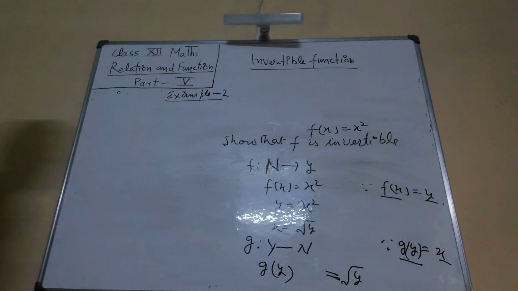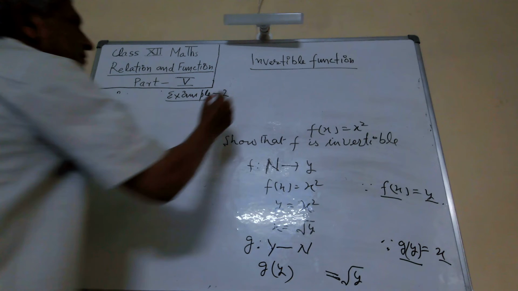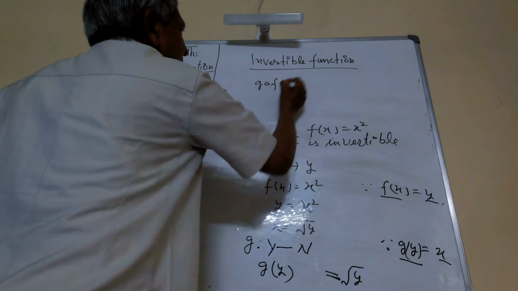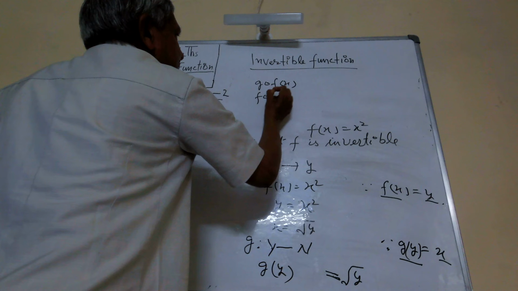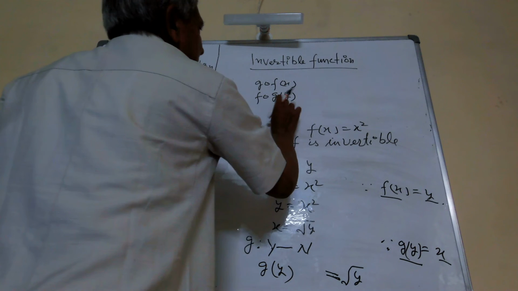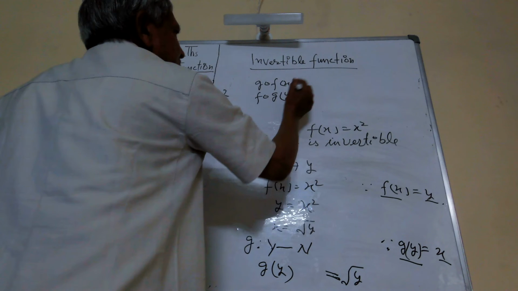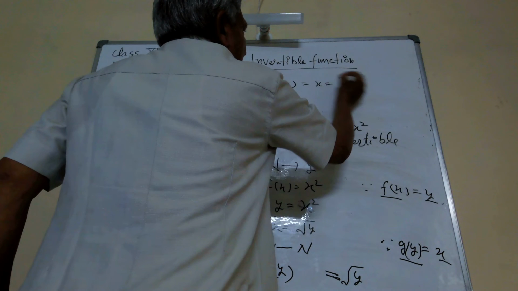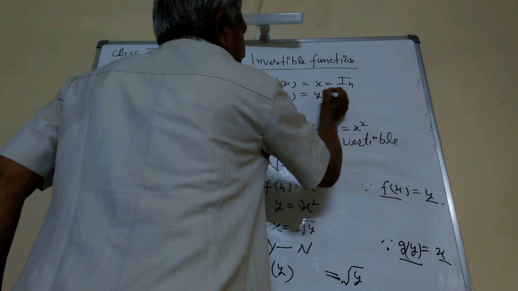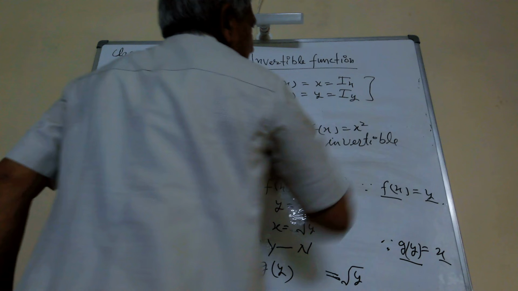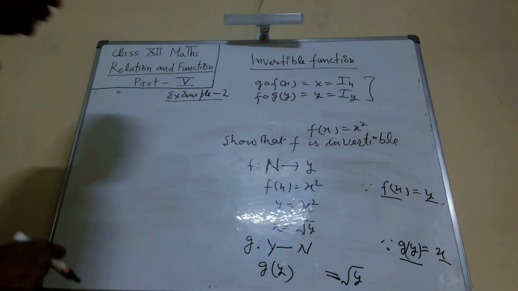Now we have to prove g o f x and f o g y. We have to prove these two conditions. It should be equal to x, I x. It should be equal to y, I y. These are the two conditions. We have to prove these two conditions.